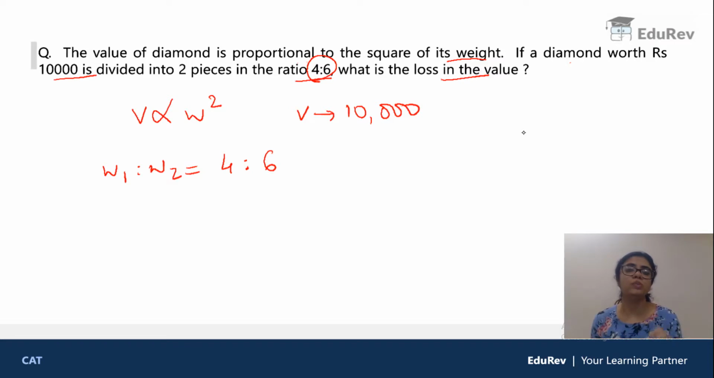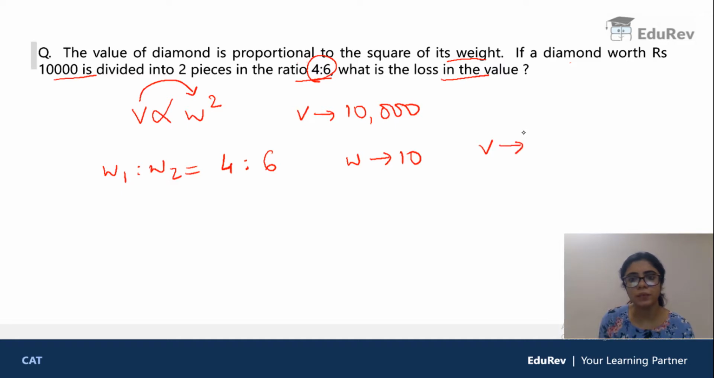But we know one very important thing. You don't even need to use the constant here. You don't even need to use the k value here. You can do that without k also. How? Look, understand. If I ask you before breaking, okay, what was the value? See, after breaking the ratio was 4:6. So before breaking, can I say the weight was 10? Before breaking the weight was 10, correct? We know value is proportional to weight square. So if I ask you what was the value? Value was 10 square, which is 100.